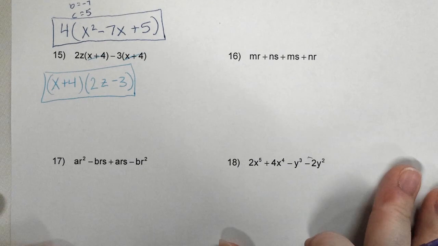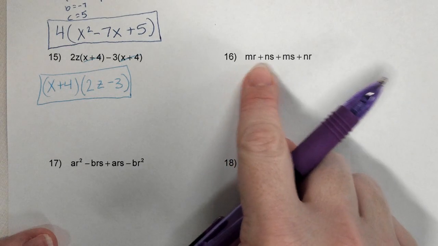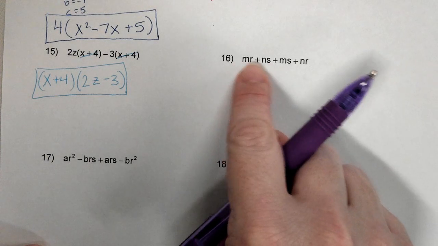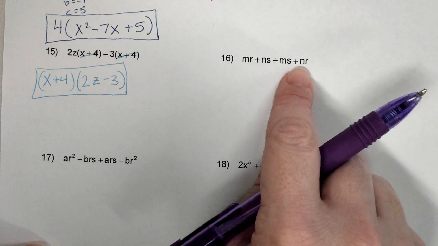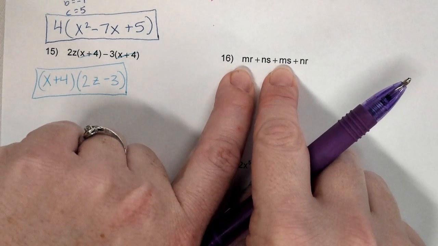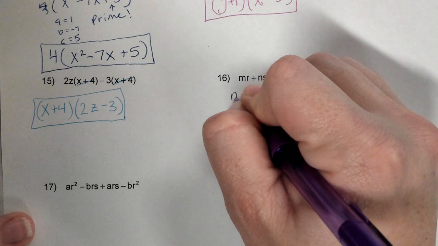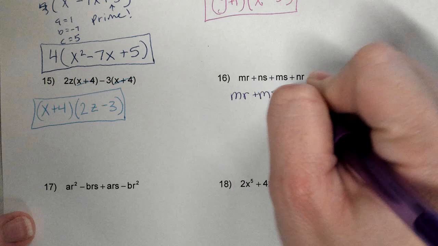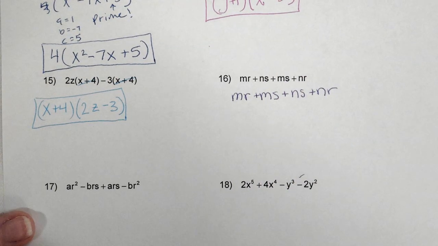Now, number 16 is not grouped for me. Okay. However, this is a weird one. Group of 2. This is degree of 2, degree of 2, degree of 2, degree of 2. However, these two have nothing alike. These two have nothing alike. However, these two have something alike, and these two have something alike. So I'm going to switch the order. Plus ms plus ns plus nr is a better order.